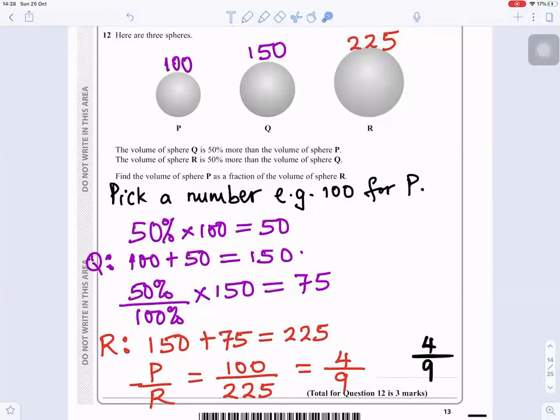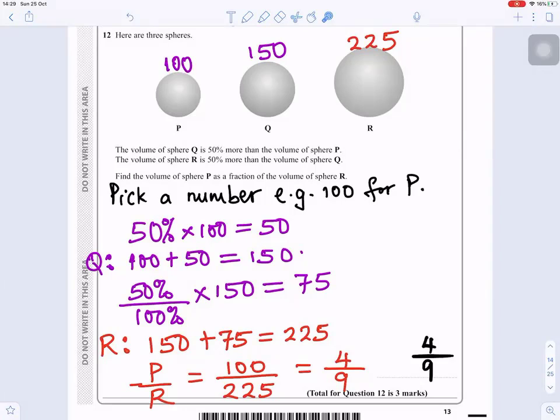Question number 12. Here are 3 spheres, P, Q, and R. The volume of sphere Q is 50% more than the volume of sphere P. The volume of sphere R is 50% more than the volume of sphere Q. Find the volume of sphere P as a fraction of the volume of sphere R.